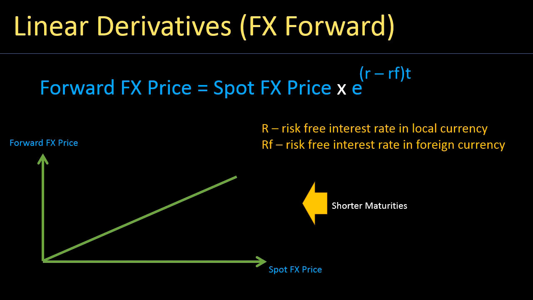So remember, in a linear derivative, what we are saying is the change in a specific risk factor, compared to the change in the derivative, will always be a constant. You can see this is a straight line. That means the slope of the line is always the same. That's what we mean by the change in the risk factor compared to the change in the derivative is always a constant, because the slope is a constant. In a straight line we have only one slope. So these are called linear derivatives.